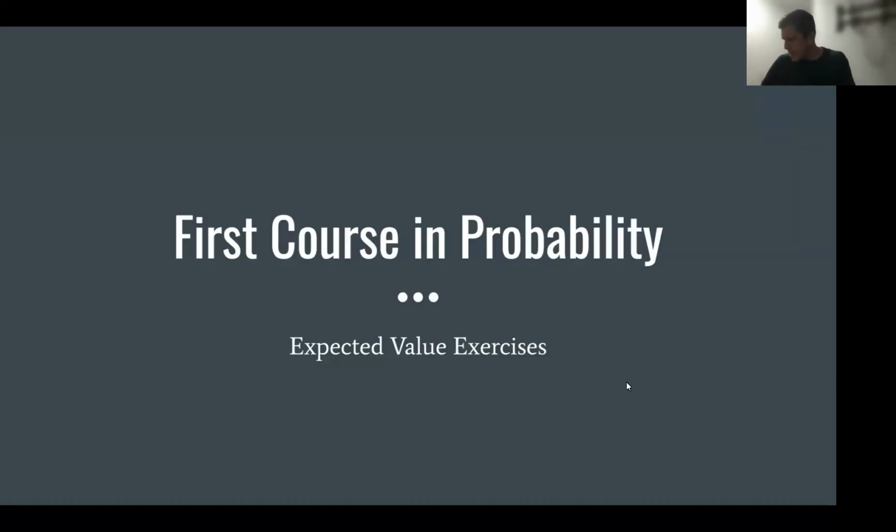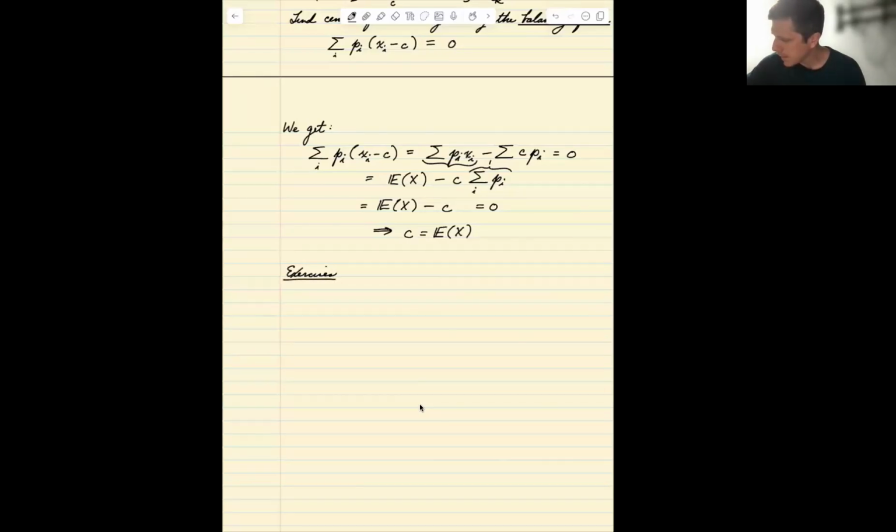Okay, so now let's do some exercises for some of the random variables that we already have introduced. Let's see if we can calculate, let's talk about how we can calculate their expected values. The first example is going to be the dice example that we've talked about.